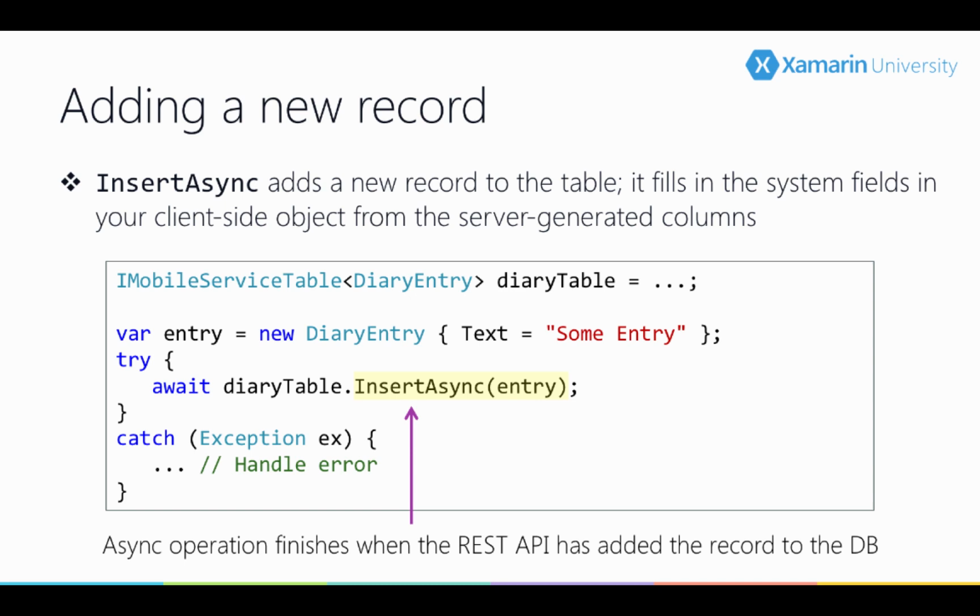System fields are filled out by the server side and returned once the operation is completed. For example, the ID will be filled in once the operation actually completes successfully. So also notice that we've wrapped the call in a try catch. And this is also important. The operation could fail for a number of reasons, and this error will be turned into an exception, and we should manage this error within our app.